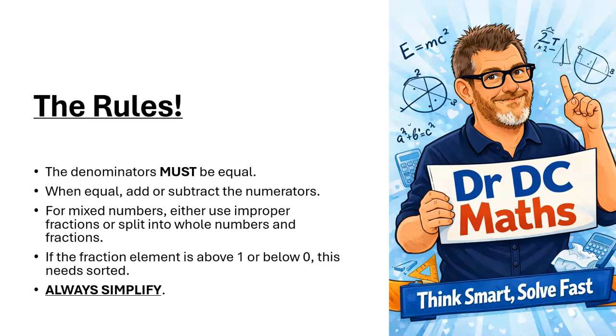So if it's above 1, we have to write it as a mixed number and combine it. If it's below 0 and negative, we have to take it off and combine it in that manner. And then the final rule, which we always remember with fractions: we always simplify our solution if we can. Bear those rules in mind and it'll be fine. Just remember, think smart, solve fast.